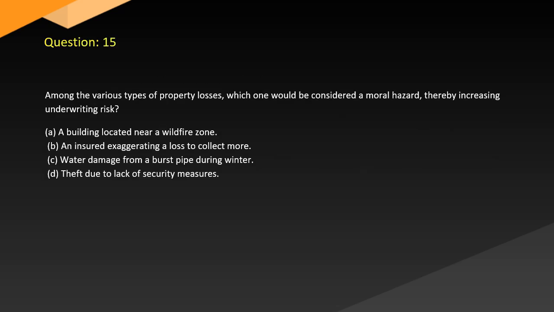Question 15. Among the various types of property losses, which one would be considered a moral hazard, thereby increasing underwriting risk? A. A building located near a wildfire zone. B. An insured exaggerating a loss to collect more. C. Water damage from a burst pipe during winter. D. Theft due to lack of security measures.